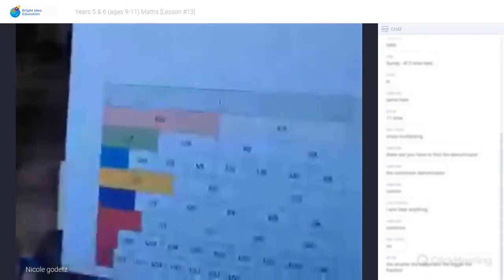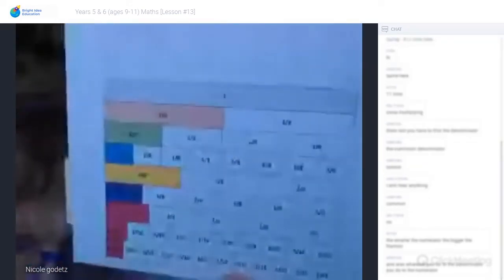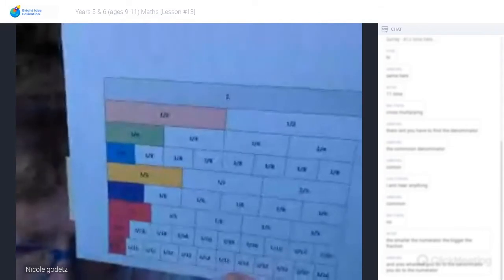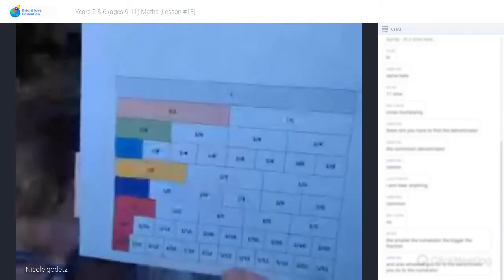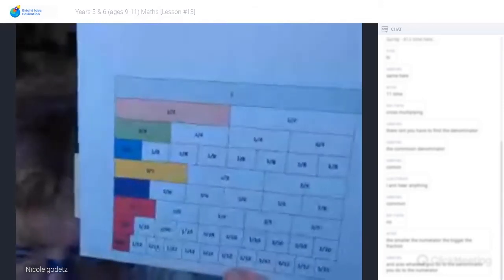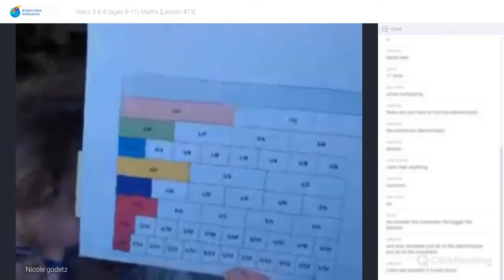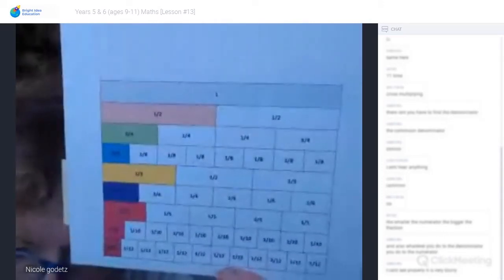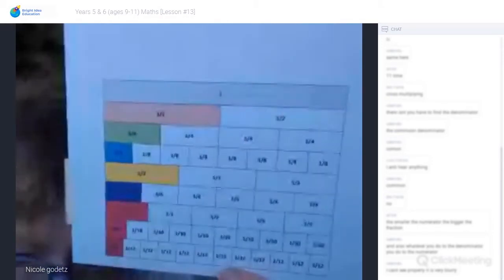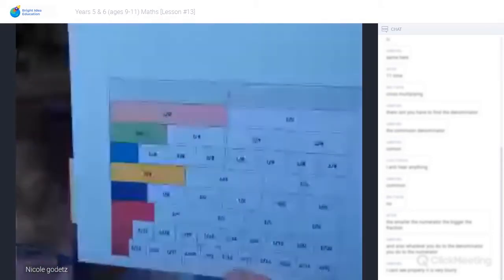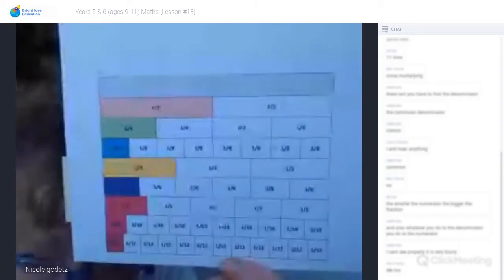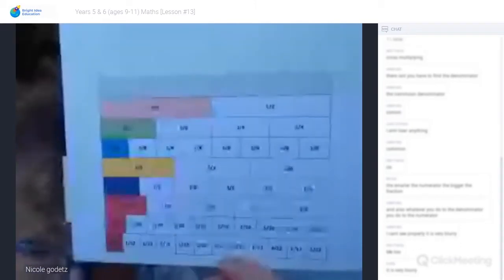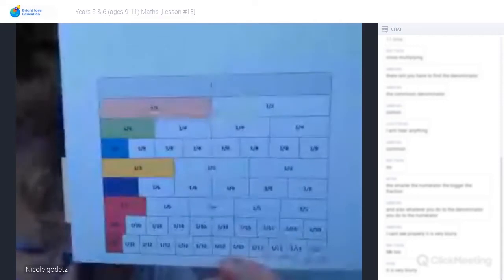So if we have a look at our fraction, okay, and we look at 1, 1/2, 1/4, 1/8, 1/5, okay, 1/12. And the bigger the denominator, the smaller the fraction, because it's been split into more pieces. Whatever you do to the numerator, you have to do to the denominator. So we double the numerator and we double the denominator. So the bigger the number at the bottom, the more it has been split into.